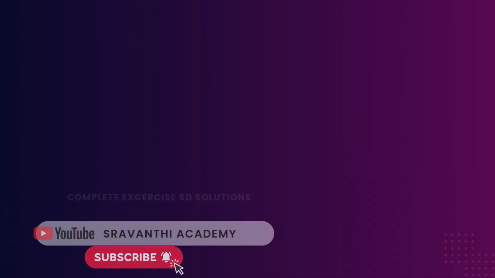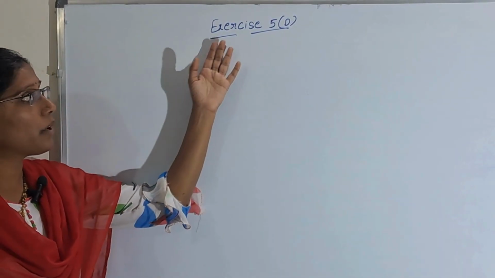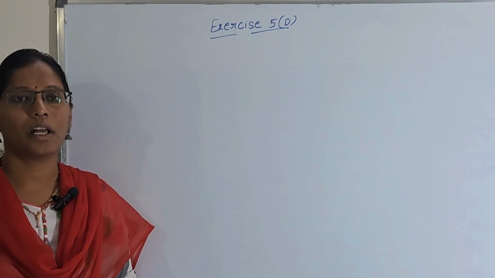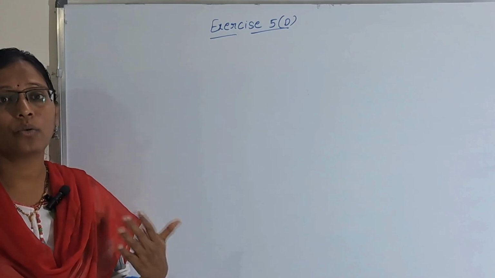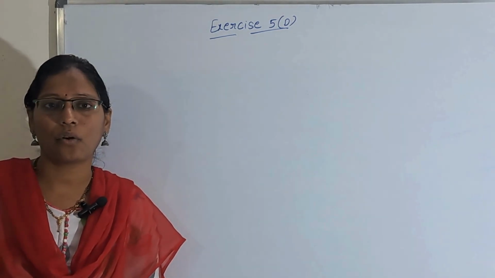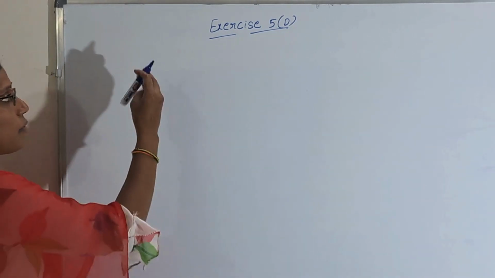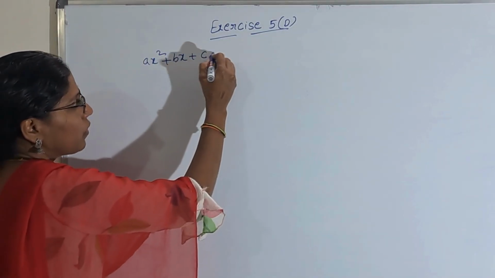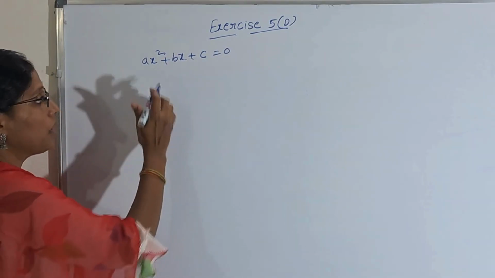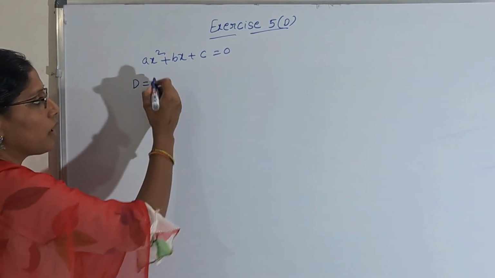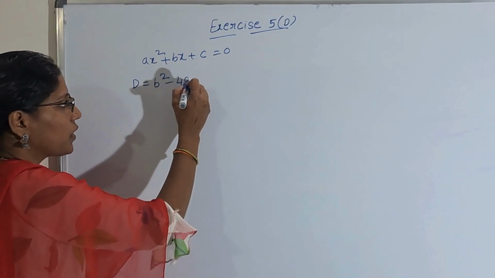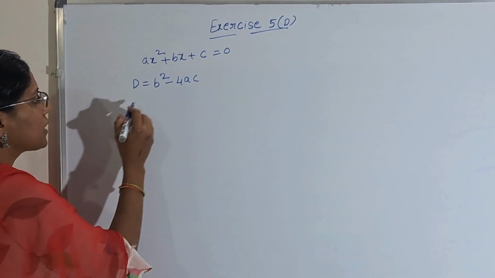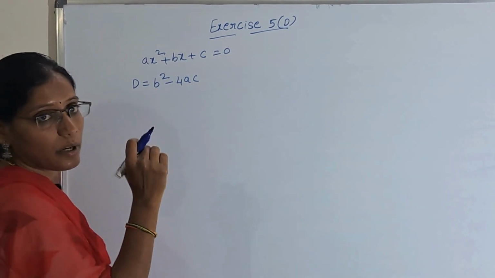Let's understand mathematics. Next, before going to exercise 5D, we have to learn the nature of the roots. How many natures of the roots are there, and how do we find them? We have the general form of the quadratic equation ax square plus bx plus c is equal to 0. This we already know. Discriminant d is equal to b square minus 4ac. This value we find out in the formula method. Here there are three types of discriminant values.